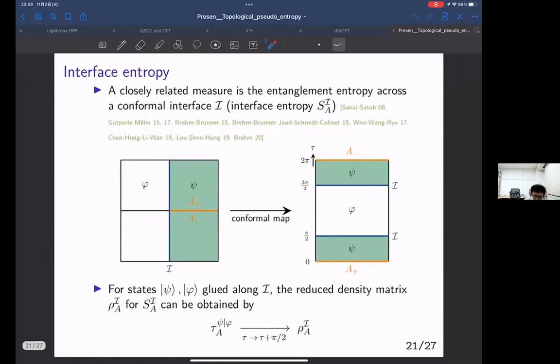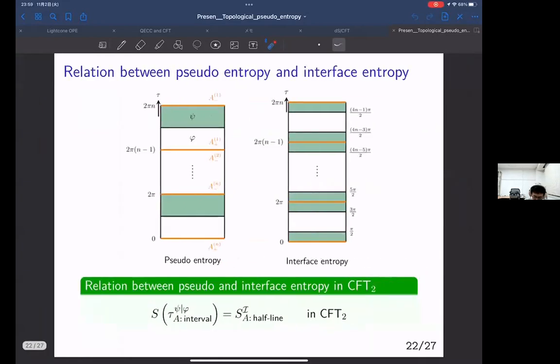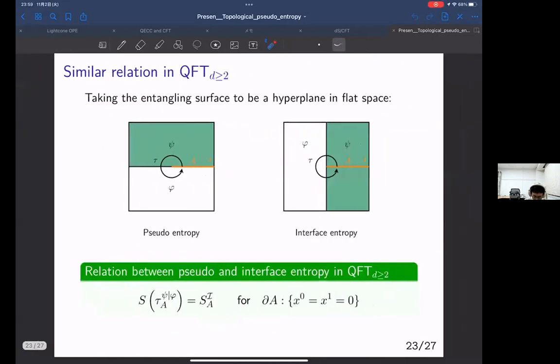Yeah, okay. Let me give you one more relation. Maybe this is easier to understand. In the case of pseudo entropy, previously in CFT2 I considered a single interval, but now for simplicity, let's consider a half line. Pseudo entropy for a half line.